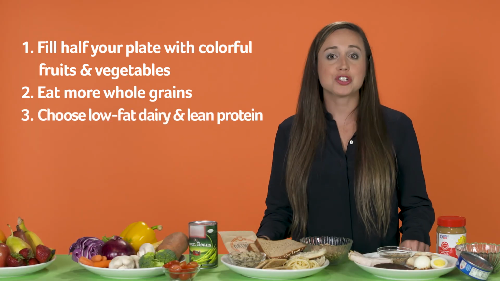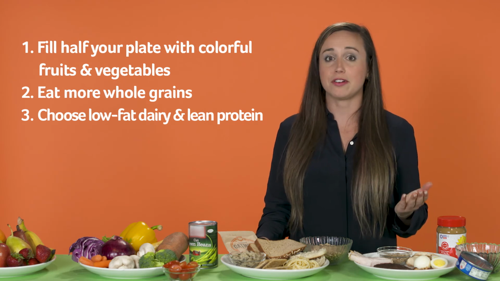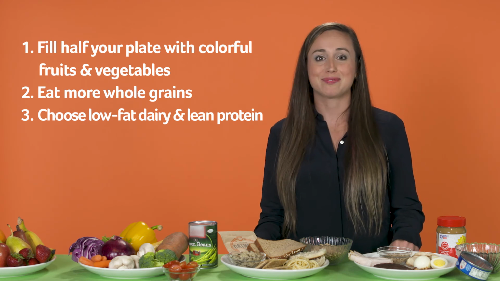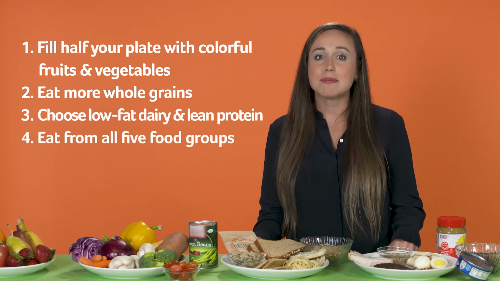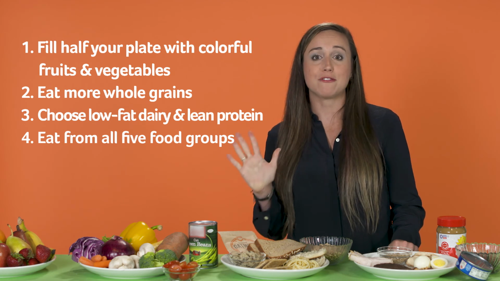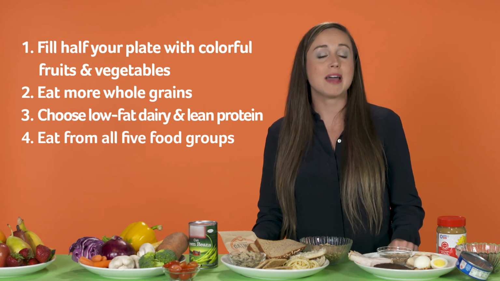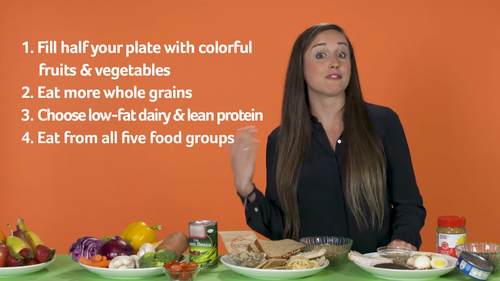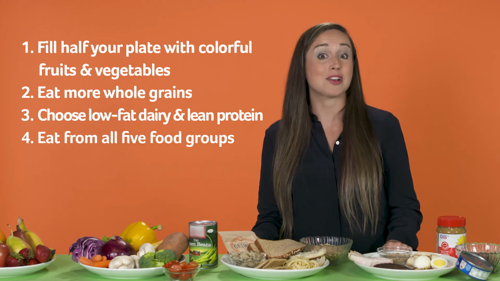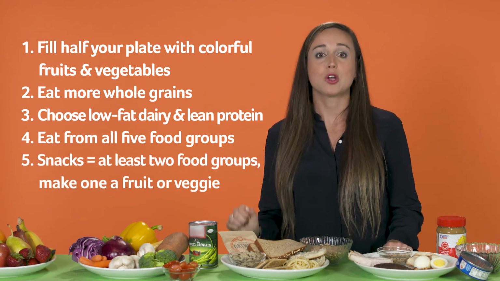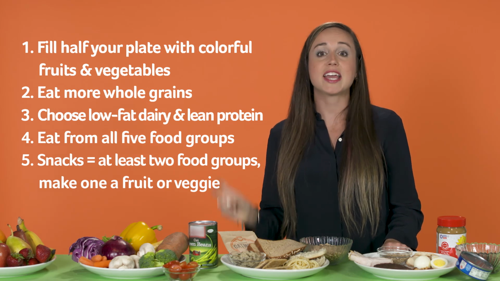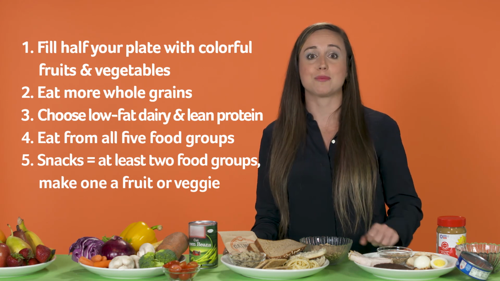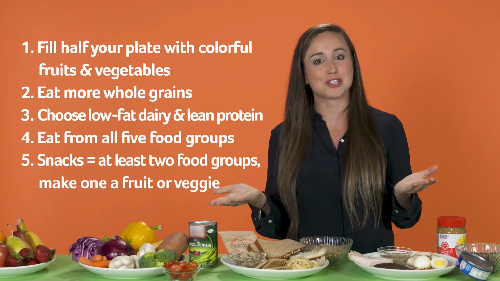3. We want to make sure we choose low-fat sources of dairy and protein. Examples would be low-fat milk and grilled chicken. 4. We know that to be healthy, we should eat foods from all 5 food groups. Try your best to eat as many as you can at all your meals. Research shows that a lot of children don't get enough from the fruit and vegetable group. Try to have these at all your meals. And 5. When it comes to snack time, you want to try to get at least 2 of the 5 food groups. You want to make sure at snacks at least one of the food groups you're eating is either a fruit or a vegetable.